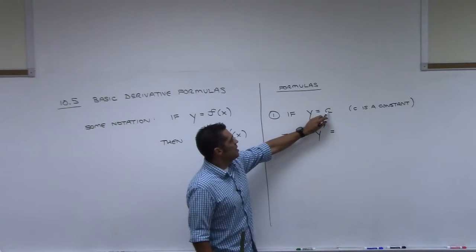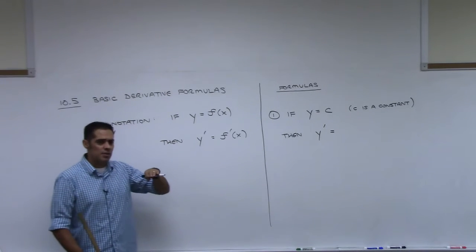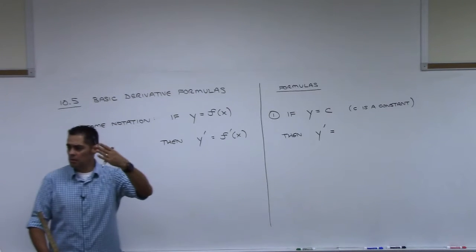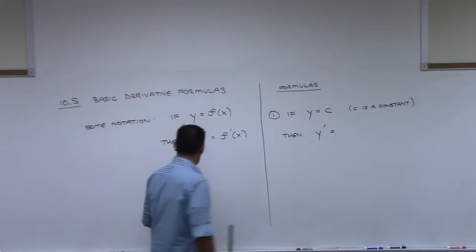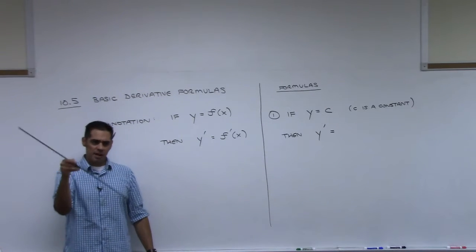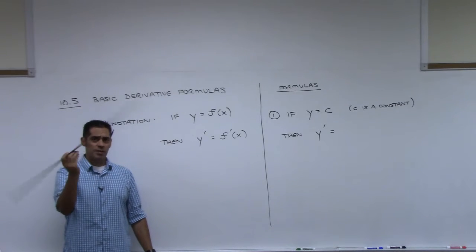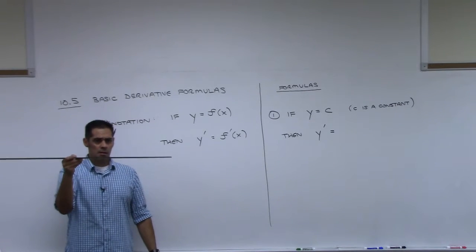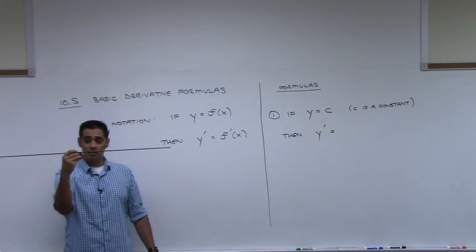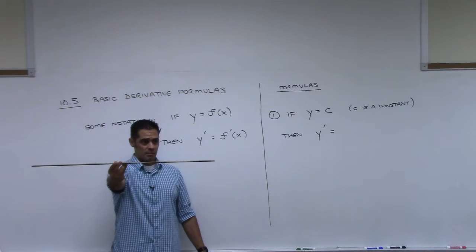So y equals c is a function that is just a constant. Can someone give me an example of a function that's just a constant, like y equals 3? What does that look like if I ask you to graph it? It's a straight line, like what kind? It's kind of a special one. The line y equals 3 is going to be vertical, horizontal, tilted? Horizontal. Y equals a constant is a horizontal line like this.